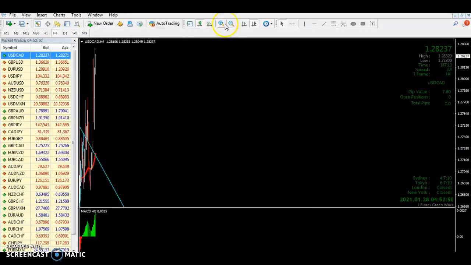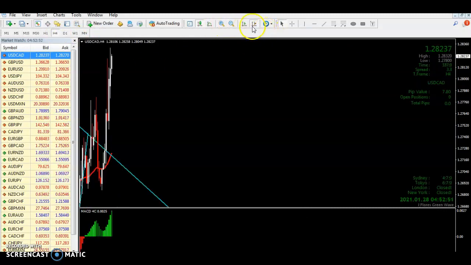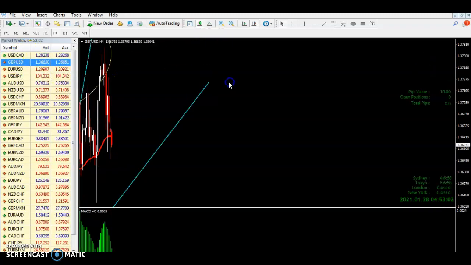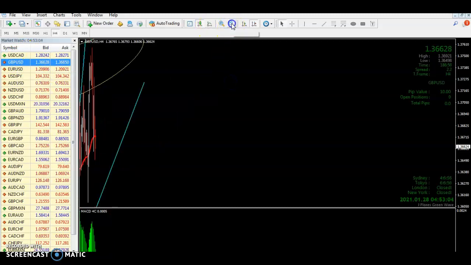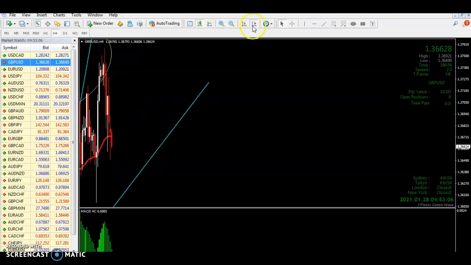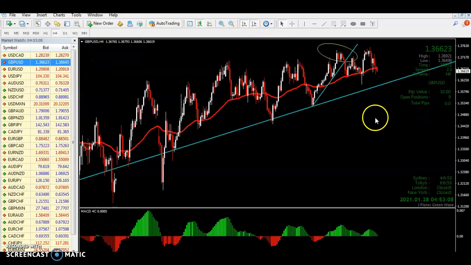Okay, so on Sunday we're gonna analyze it again and see where the market is taking us next week. Well, the rest of this week and next week. That's for USD CAD. Let's look at GBPUSD. Gotta go a little bit quicker here since this is just a review.